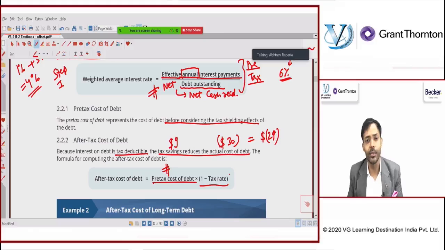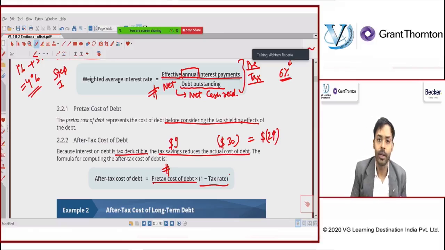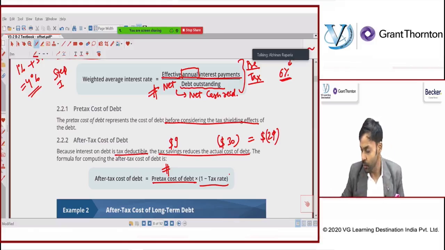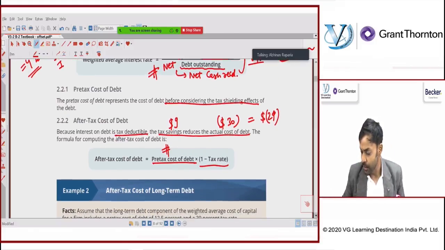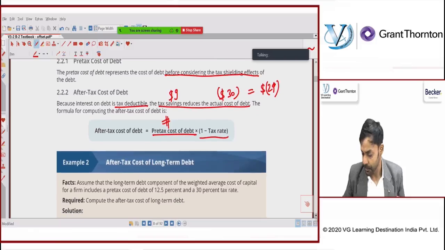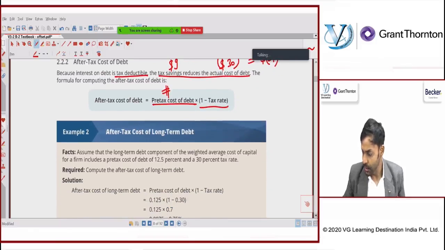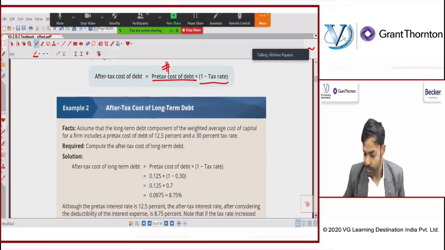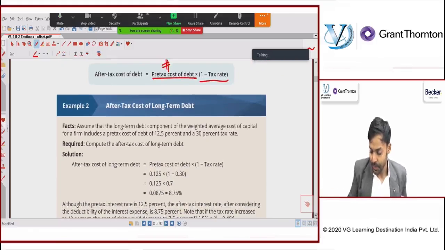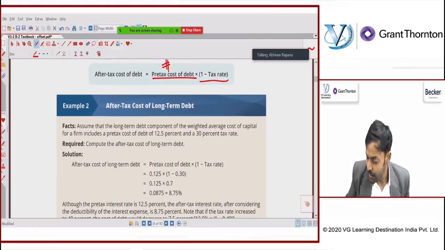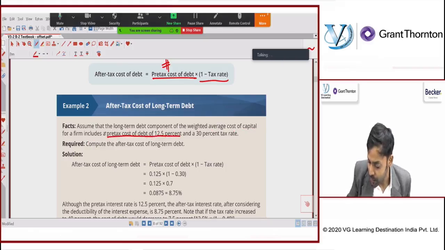In case you want to skip that, feel free to skip it, because whatever the MCQs are based on, we have already captured. In case you find it irrelevant or a duplication, feel free to remove that also, right? So let's do one illustration without seeing the answer, obviously. Assume that the long-term debt component of a weighted average cost of capital of a firm includes a pre-tax cost of debt of 12.5%. So it is pre-tax, right?